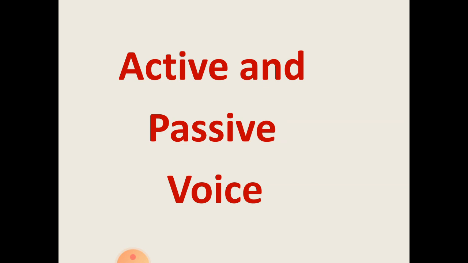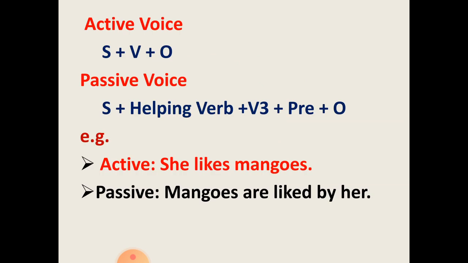Before moving ahead, let's see how an active voice changes into passive voice. The sentence structure in active voice is subject, verb and object. When we convert it into passive voice, the sentence structure becomes subject, then helping verb, and after that we add the third form of verb, then the preposition by, and at last the object.